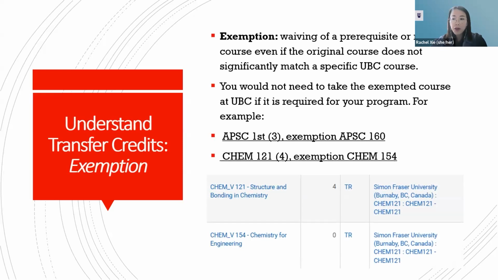Some of you may also have received credits with an exemption. For example, Engineering 1xx 3 credits, exemption ENGR 160, or Chemistry 121 4 credits, exemption Chemistry 154. It means that we would allow you to waive a prerequisite or required course even if the original course does not significantly match a UBC course. If you are awarded an exemption, you would not need to take the exempted course at UBC if it is required by your program.